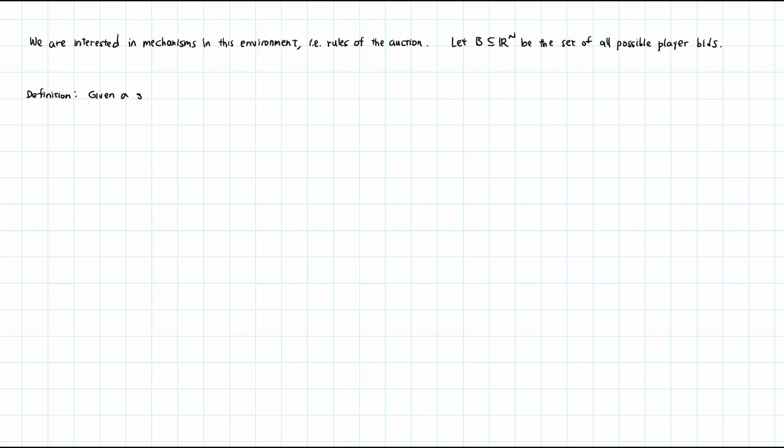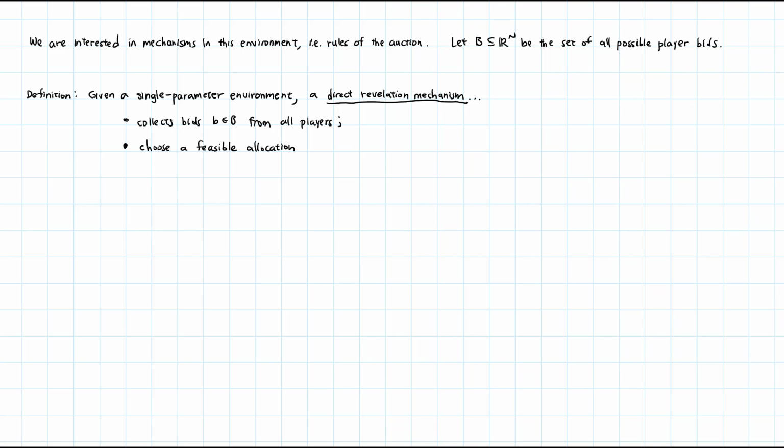We are interested in mechanisms in this environment, that is, rules of the auction. We let B be the set of all possible player bids. We assume all bids are non-negative. And here is our definition. Given a single parameter environment, a direct revelation mechanism will do the following things. It collects bids b from all players. It chooses a feasible allocation x of b based on the bids. And it chooses a payment p of b where player i pays pi of b.